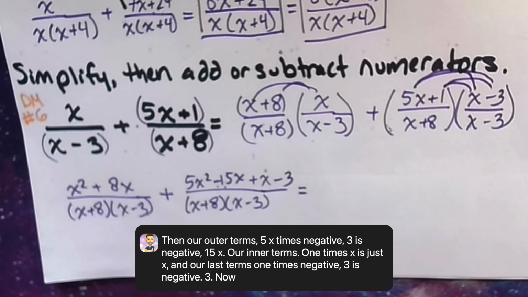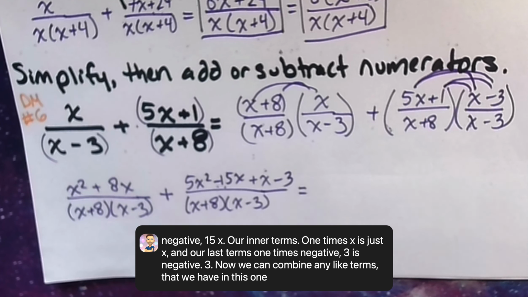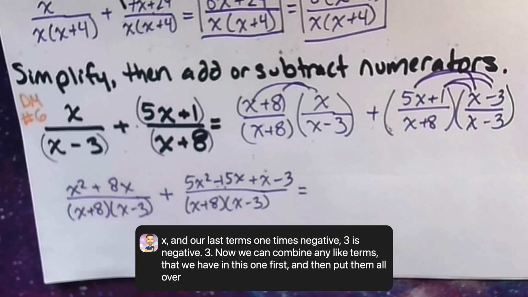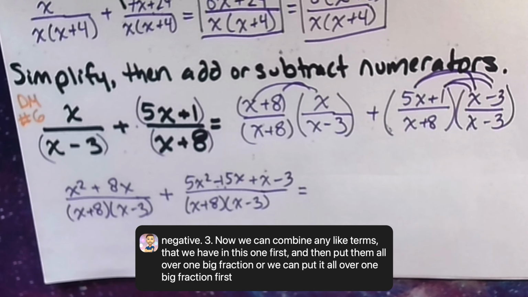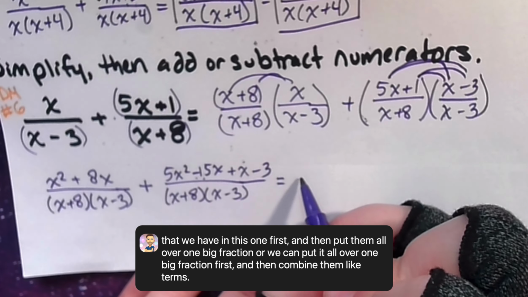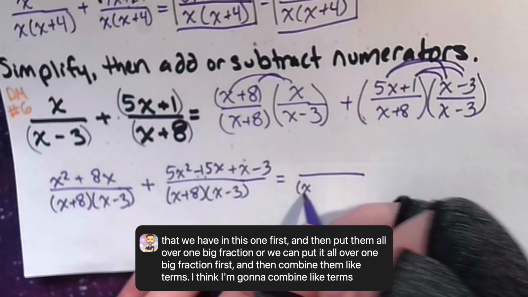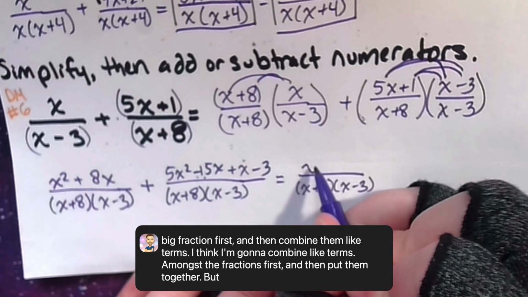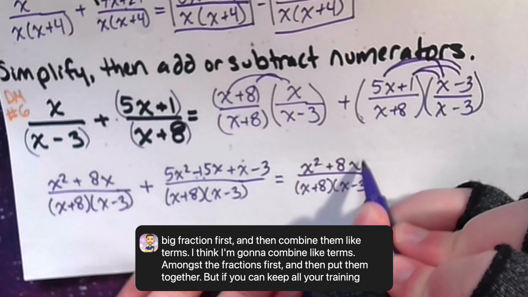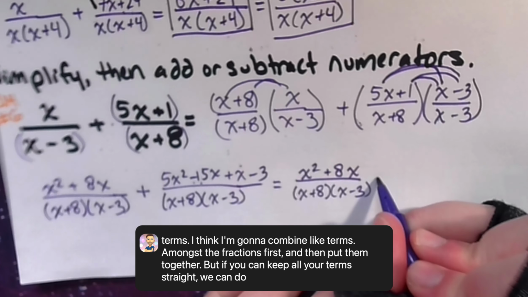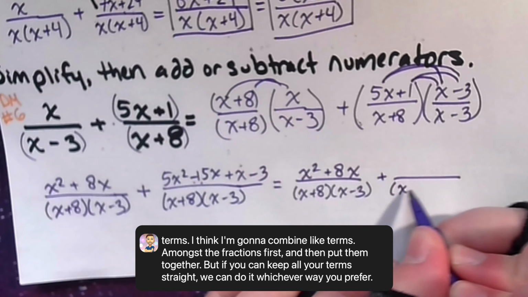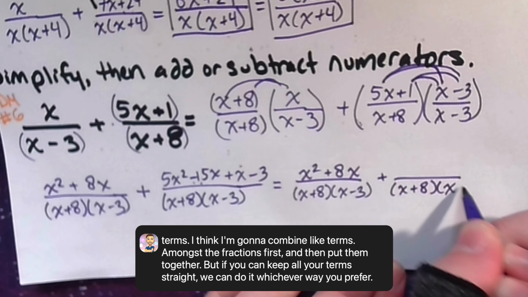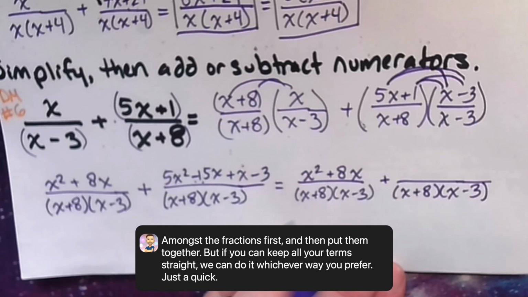Now, we can combine any like terms that we have in this one first, and then put them all over one big fraction, or we can put it all over one big fraction first, and then combine any like terms. I think I'm going to combine like terms amongst the fractions first, and then put them together, but if you can keep all your terms straight, you can do it whichever way you prefer. Just, of course, be careful that you don't lose anything.